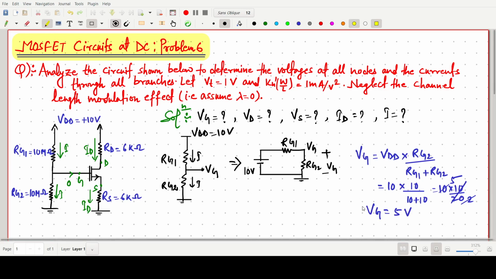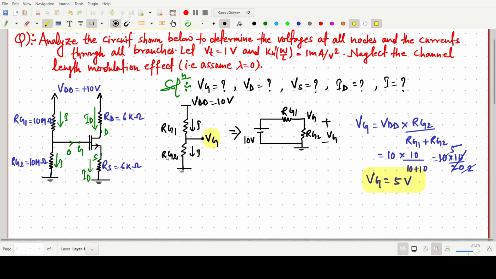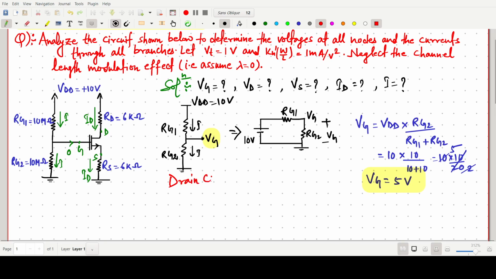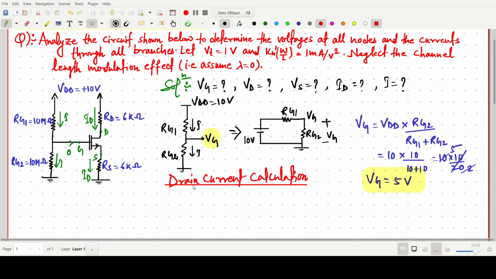Very simple. Vg calculation is now very simple. You have already found this Vg by choosing this portion. Now we have to move forward for the drain current. Now we are going for the drain current calculation. So before the drain current calculation, what do we have to do? The Vg value is 5 volt.